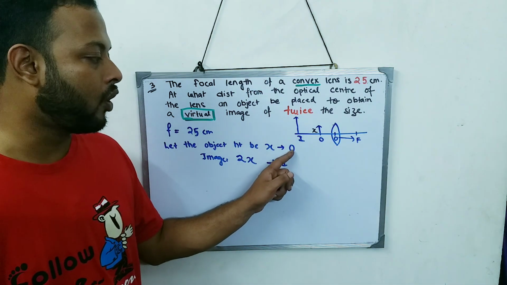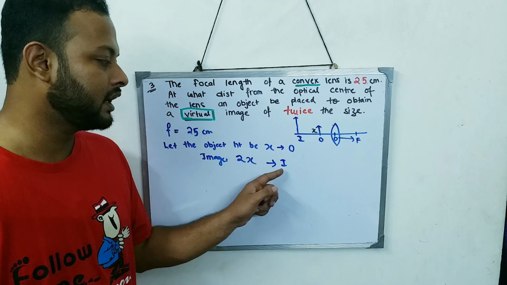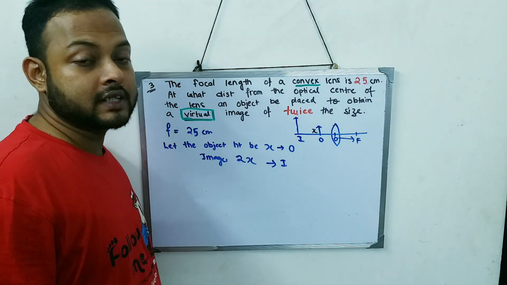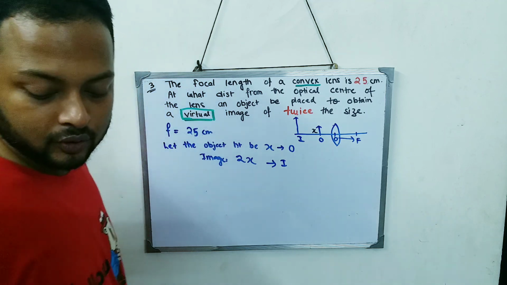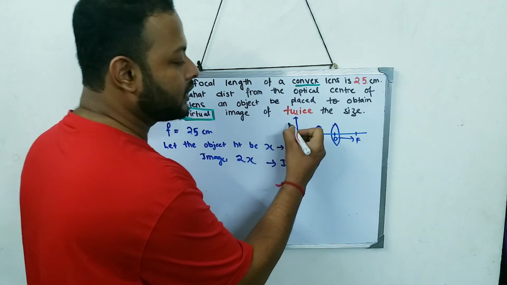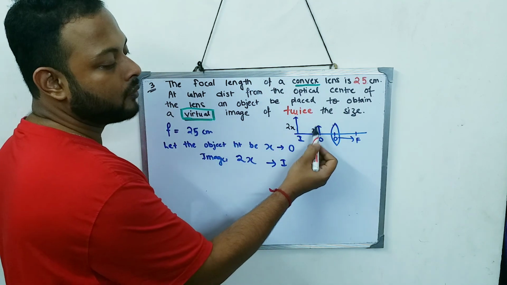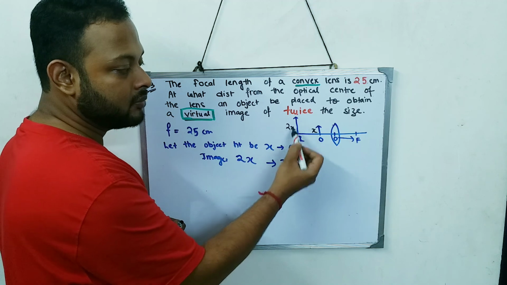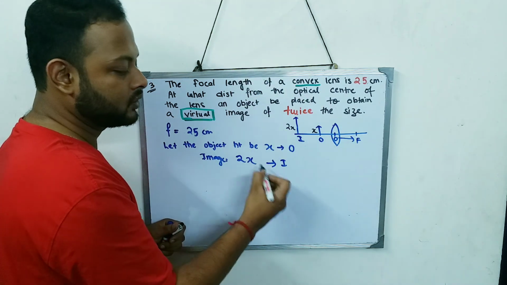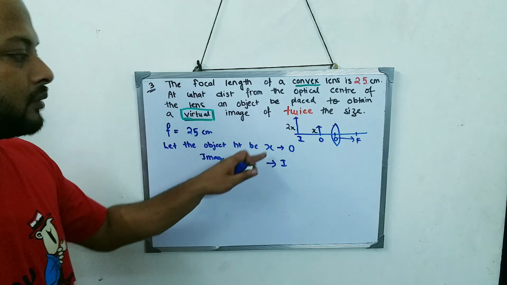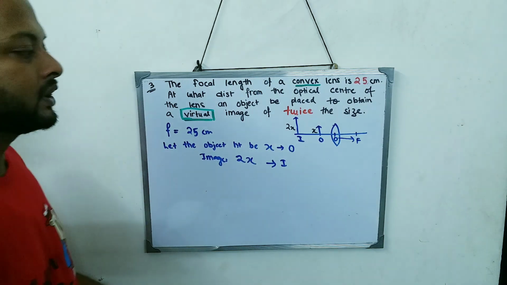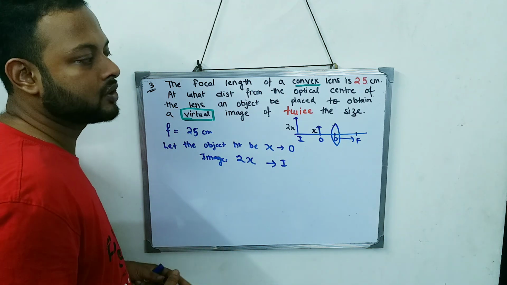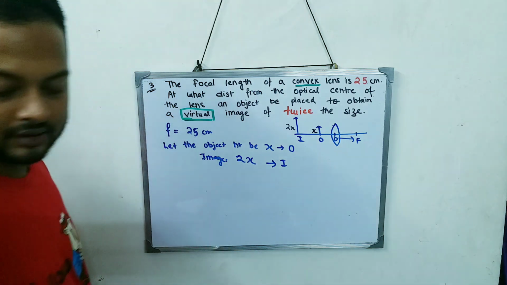So object height is x and image height is 2x. Now let's see the sign, whether it will be positive or negative. So this height is equal to 2x. Now you can see this object is above the principal axis, so it will be positive, and this image is also above the principal axis, so this is also positive. So both are positive. The object height is x, that is positive, and the image height is 2x, that is also positive, because both are above the principal axis.